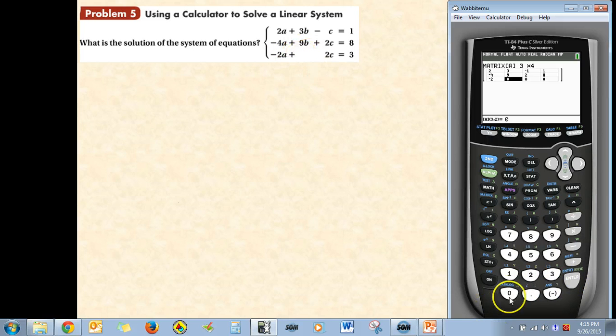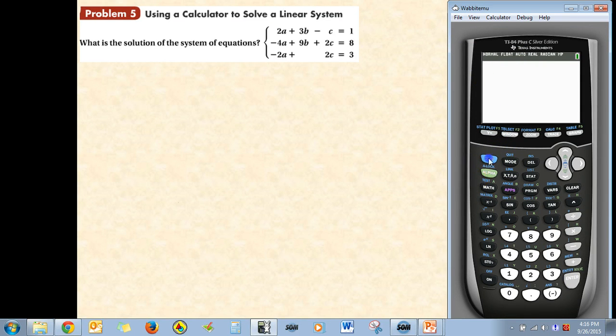And then I've got a -2 for A, a 0 for B, a 2 for C, and a 3 for my constant. Alright, so now my matrix is entered in there. So I can do second and then quit to go to calculator land.